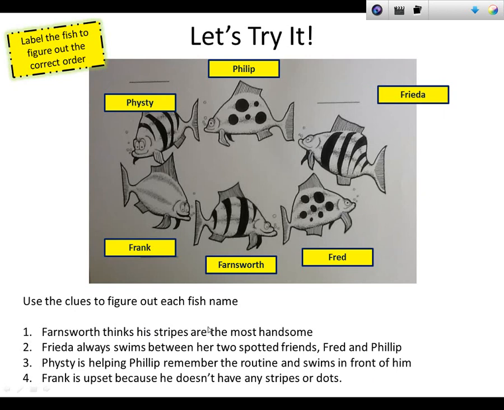Farnsworth thinks his stripes are the most handsome. That makes sense because this fish is Farnsworth and he has stripes. Frida always swims between her 2 spotted friends. Okay, that makes sense because Frida is between 2 spotted fish. Fisty is helping Philip remember the routine and swims in front of him. Okay, that's right, because Philip is here and Fisty's in front. And Frank is upset because he doesn't have any stripes. And that makes sense because there's Frank without stripes.